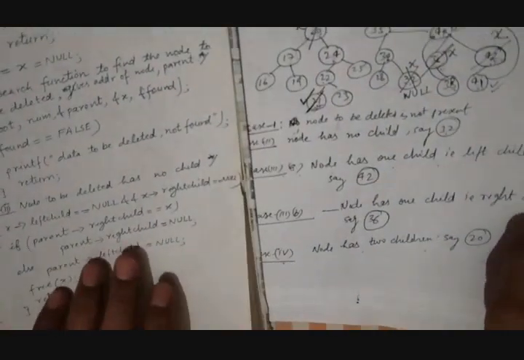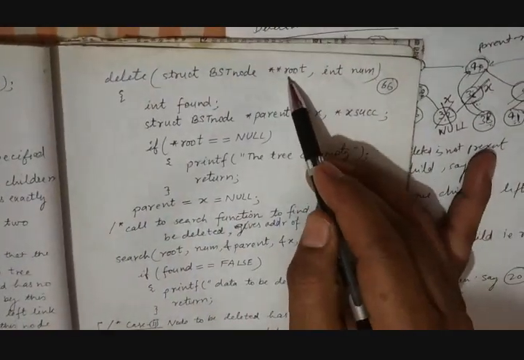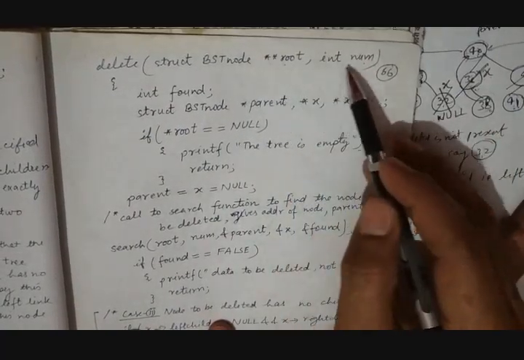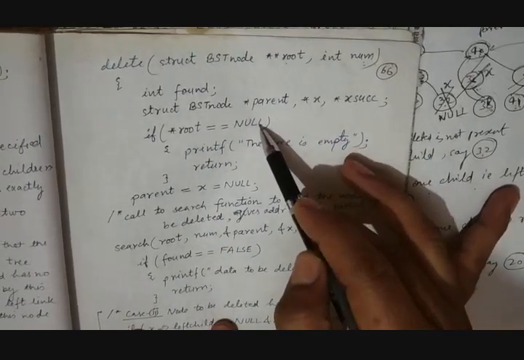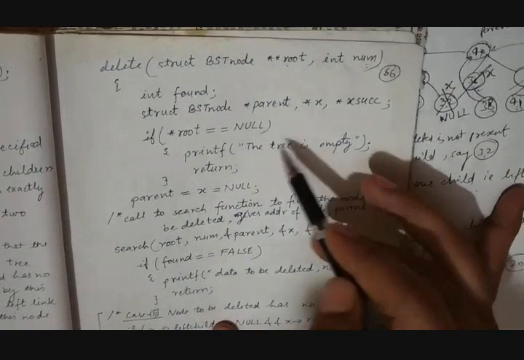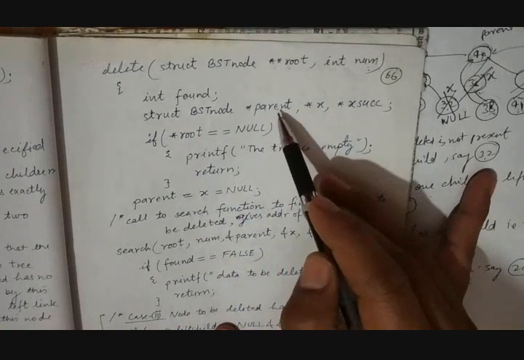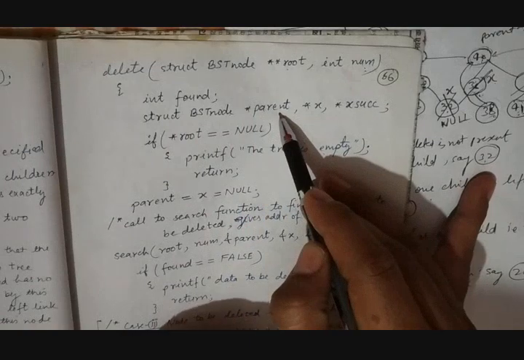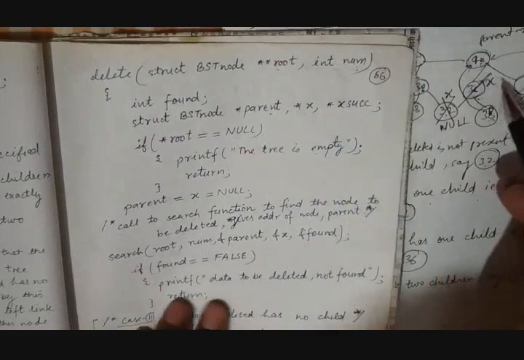And now the deletion operation, the code for the deletion operation. Here we have written the function delete. We are passing the pointer of the root node and the number also. Here if the root is null, we will say okay, the binary search tree is empty. Otherwise we are taking three parameters. Struct binary search tree for the parent, because if you want to delete a node, we need to track one more parameter, that is the parent parameter.